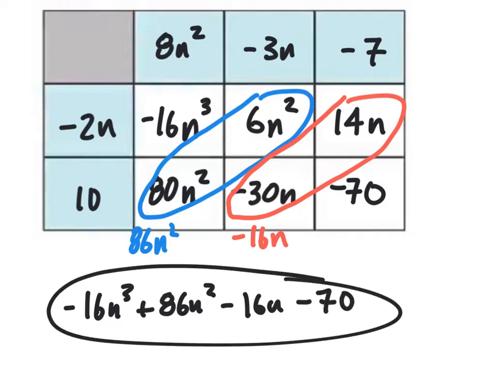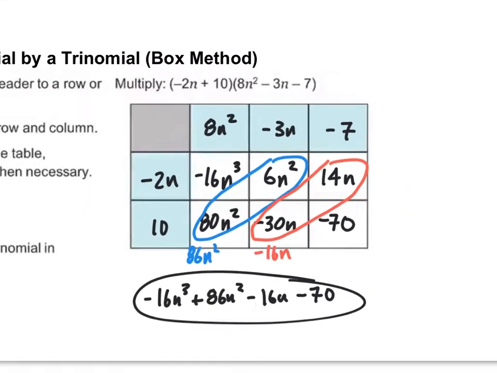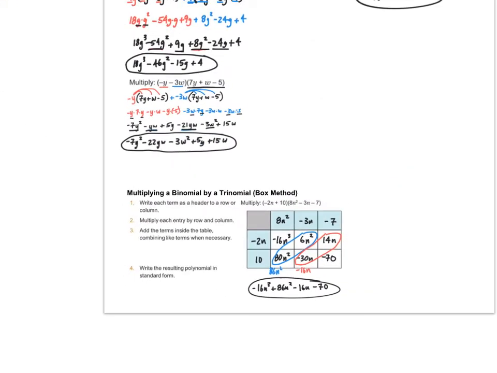That's me multiplying it. So I think the box method might be a little bit easier. These are your like terms, and so I combine them. That's how I got my 86 here and negative 16n here. So I think it's maybe a little bit easier, definitely less writing that you have to do. But just make sure we can do it right. That's all that matters.